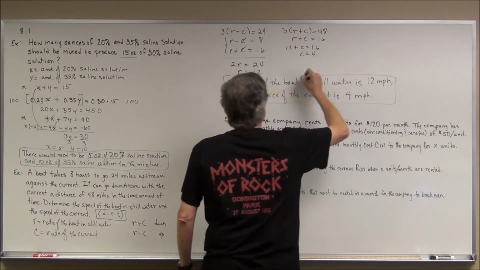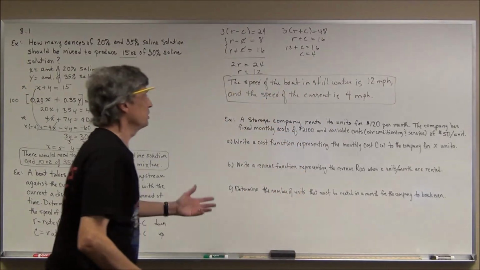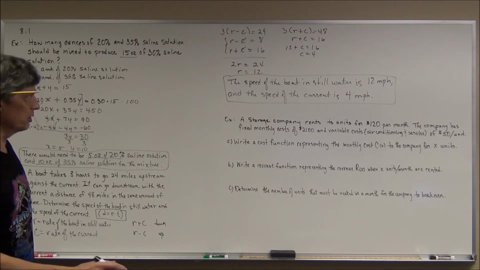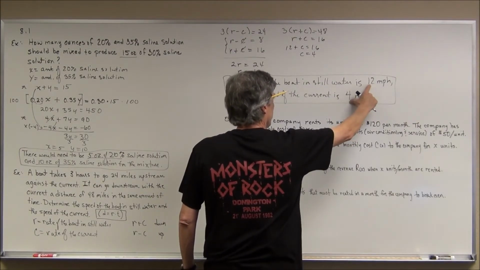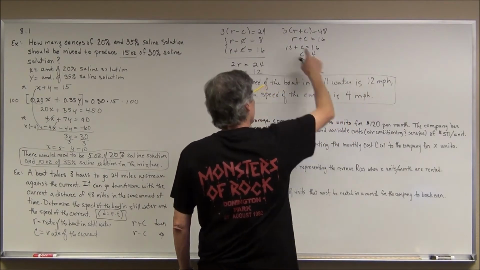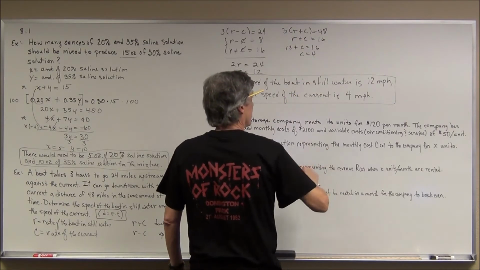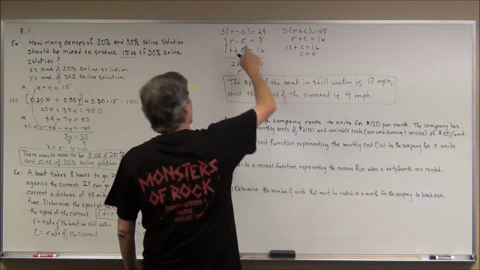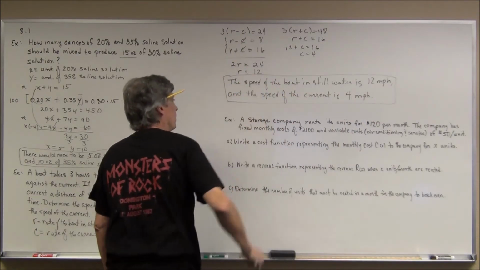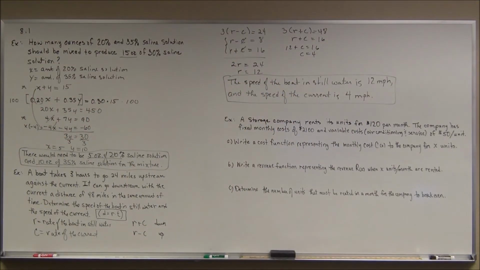Now again, you might look at it and say, well, they're just numbers. I don't know if that makes sense. Sure it does. Because if the current's pushing him along downstream, he's going 16 miles per hour. So in 3 hours, he can go 48 miles. If the current works against him upstream, he's going 8 miles an hour. 3 times 8 is 24 there as well. So that matches up kind of nicely.